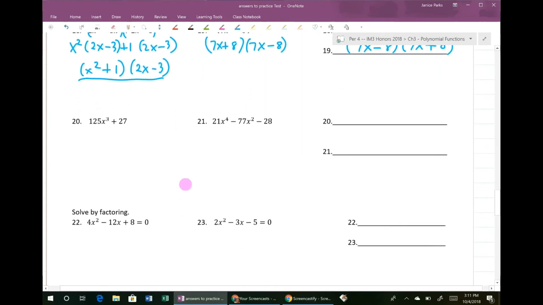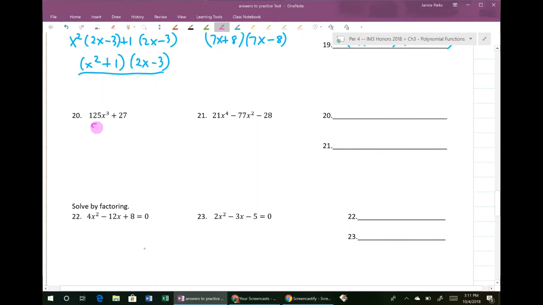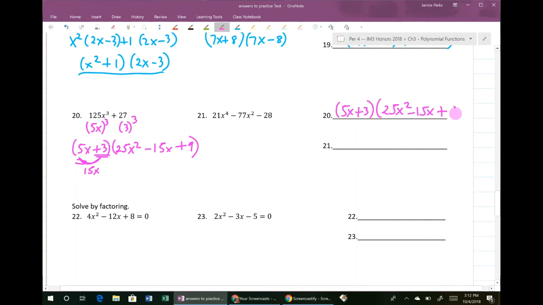For number 20, this is a sum of cubes, so this is 5x to the third and 3 to the third. So you have a small parenthesis, which is going to be 5x plus 3. That's a binomial. And you have a trinomial. You're going to square the 5x. We're going to multiply these together, 15x, and change the sign. And the last term is a 3 squared. So we have 5x plus 3, 25x squared minus 15x plus 9.